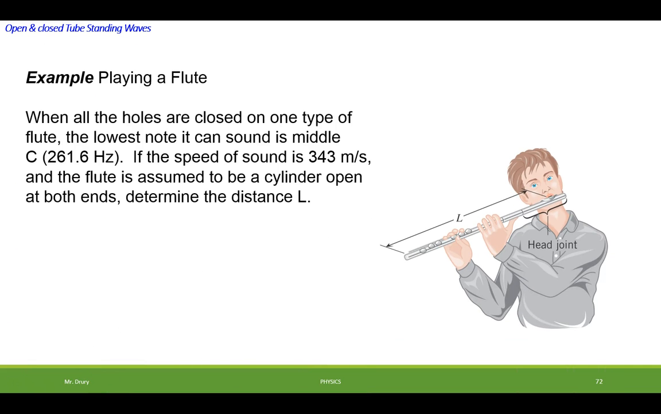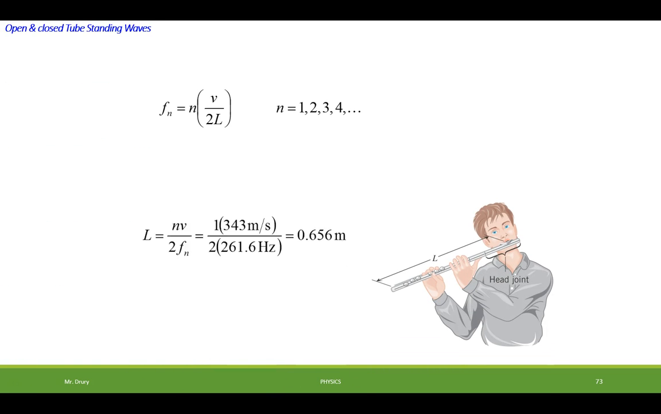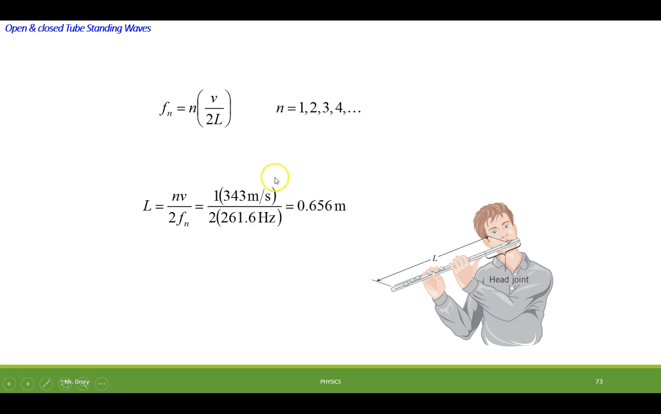And here's an example. You get a person playing the flute. When all the holes are closed on one type of flute, the lowest note it can make is a middle C. If the speed of sound is 343, and the flute is assumed to be a cylinder open at both ends, determine L. So we take our equation. This time we solve for L, and the lowest frequency would be the first harmonic, or the fundamental, and you can easily see how you solve for L.